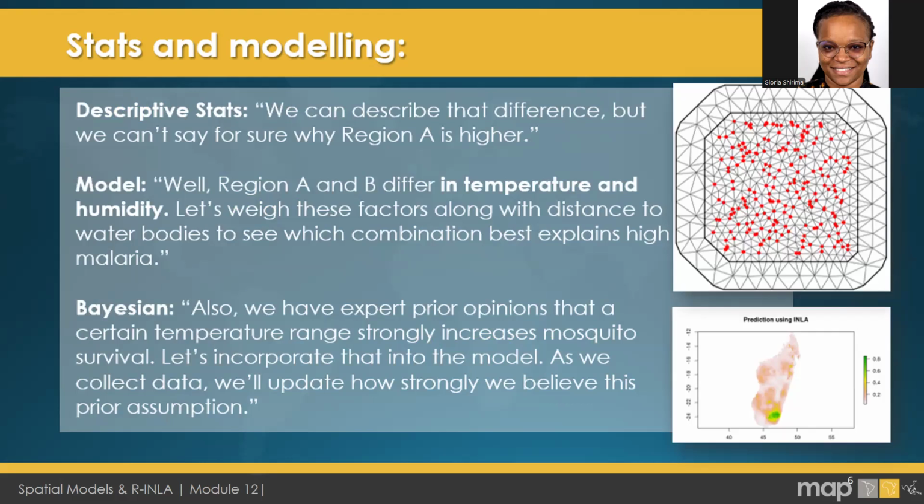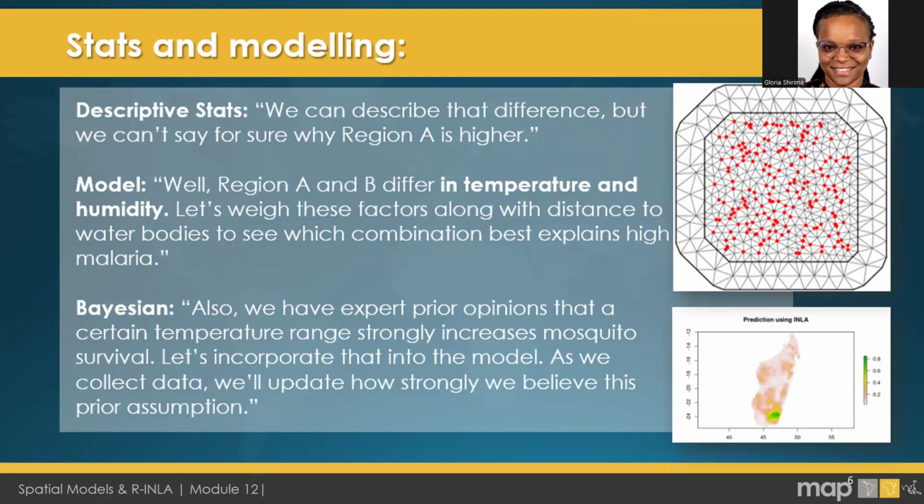So when we started with the descriptive statistics, we just described the differences that exist in the data, but we can't say for sure why region A is higher compared to the other. We can't really know the confounding factors of why this place is higher. But when we do the models, now we know that region A may differ from region B because of the temperature or the humidity. Like, why do sub-Saharan African countries have more malaria cases compared to the others?